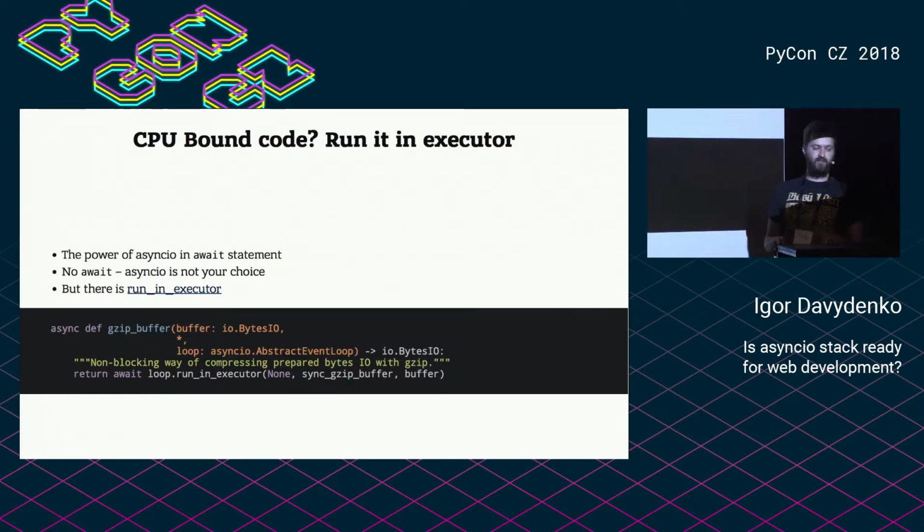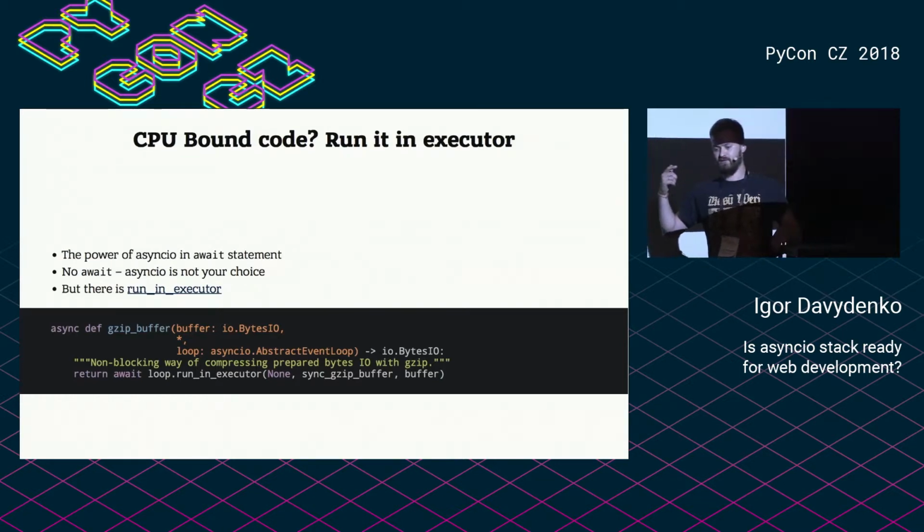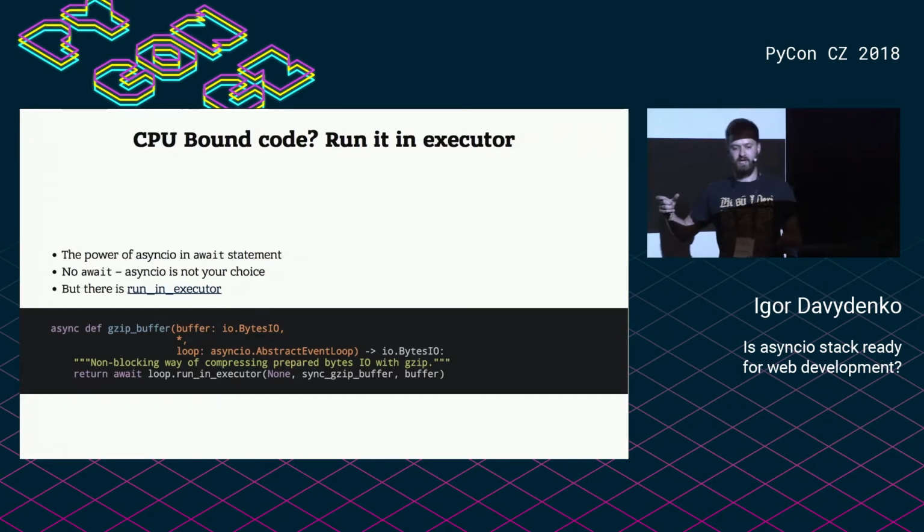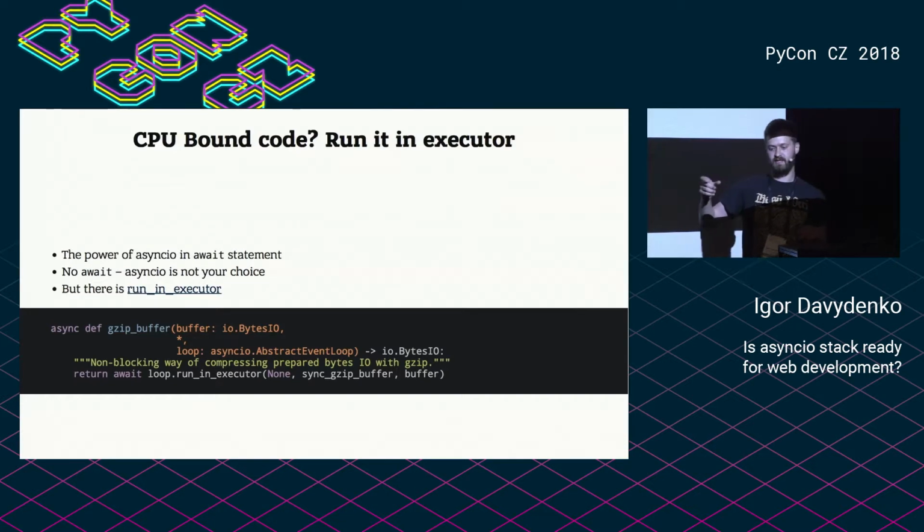What to do if we have CPU-bound code? Remember that if we need to process XML from clients, it blocks our event loop, which means only one user will be processing XML and all other users will wait until the processing is done. So we need to use run_in_executor, and here is a very simple example of zipping buffers with an executor, which lets you make your sync functions async functions.